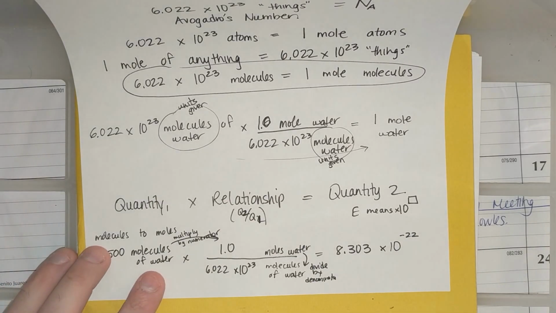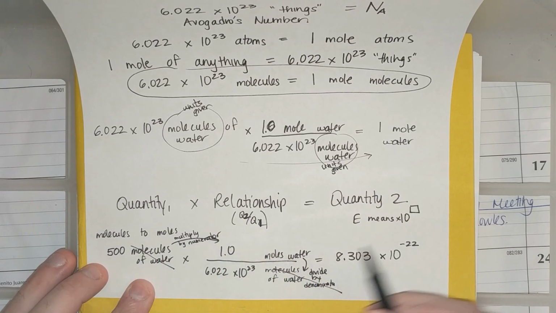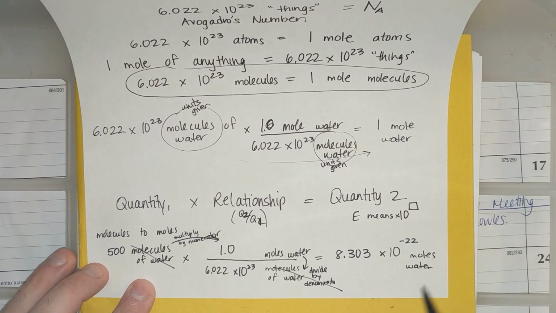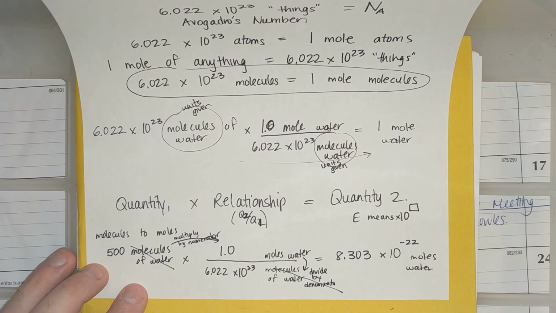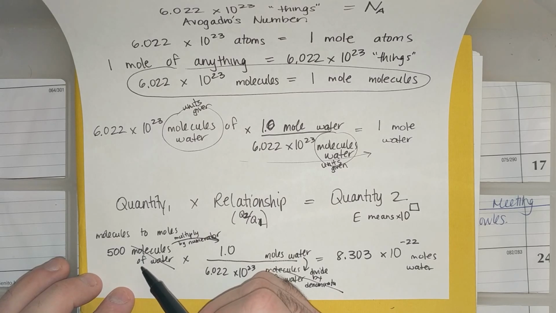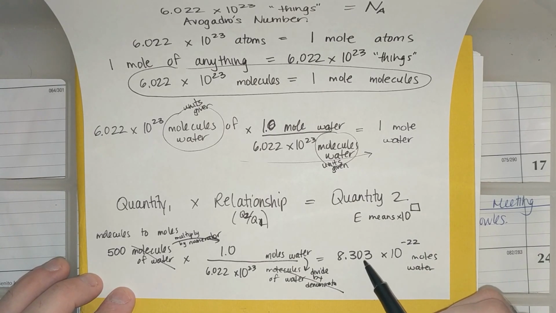And what unit do I want here? Well, my molecules of water canceled out. I'm left with moles of water. And convince yourself that this number makes sense. It looks ugly, but I only had 500 molecules. That is a lot less than 6.022 times 10 to the 23rd, so I should have a lot less moles.